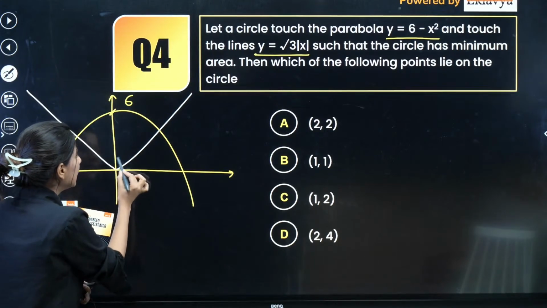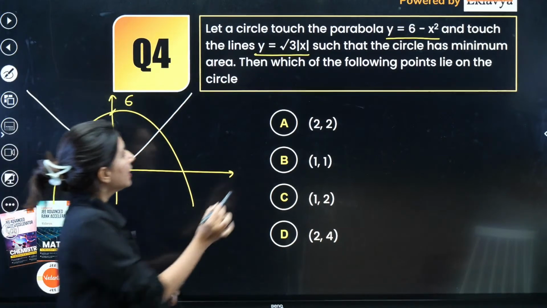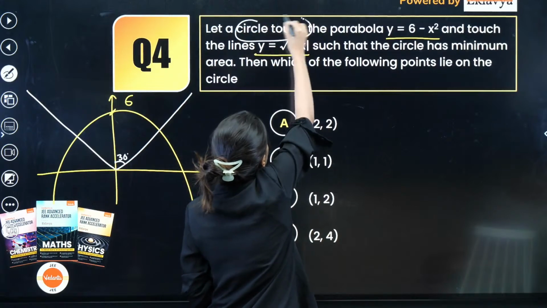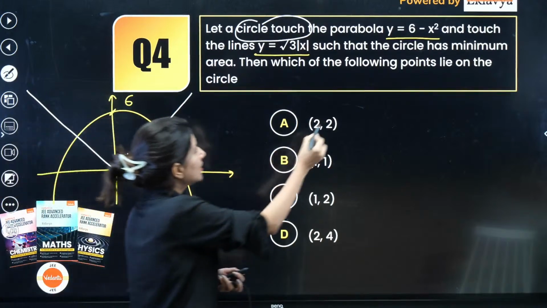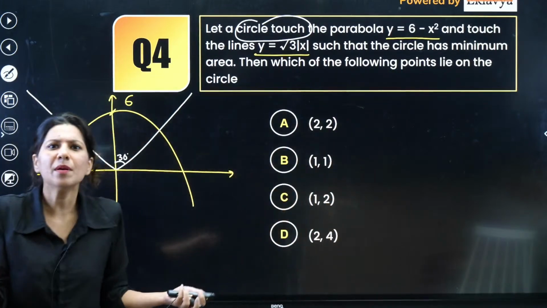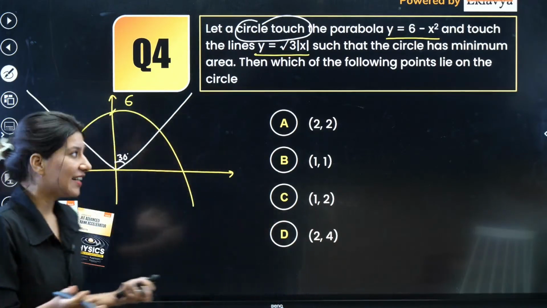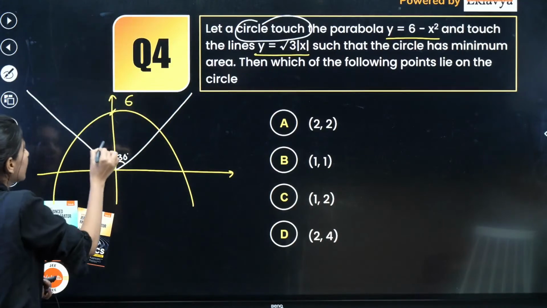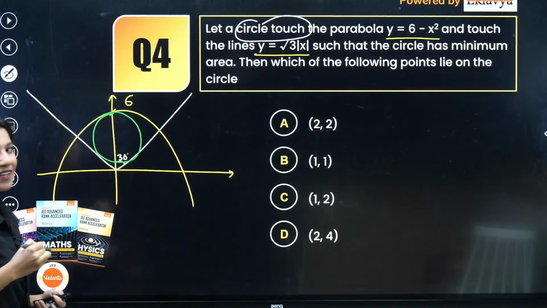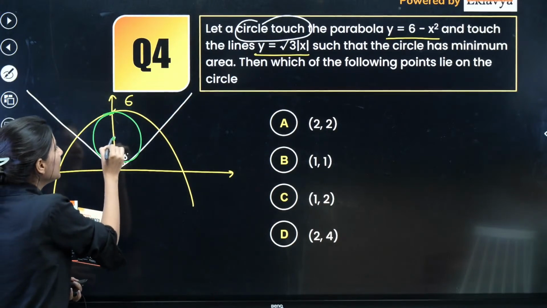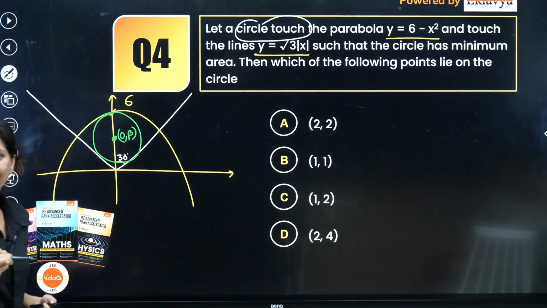And this is your 60 degree, and this will be your 30 degree. So let me just draw it like this. Now, a circle is there which touches the parabola and these 2 lines, such that the circle has a minimum area. Minimum area means what? The circle is smaller, the circle has minimum radius, right? So let me just plot the circle over here. It will look like this. This is your circle. Obviously, the circle will have center 0, beta.